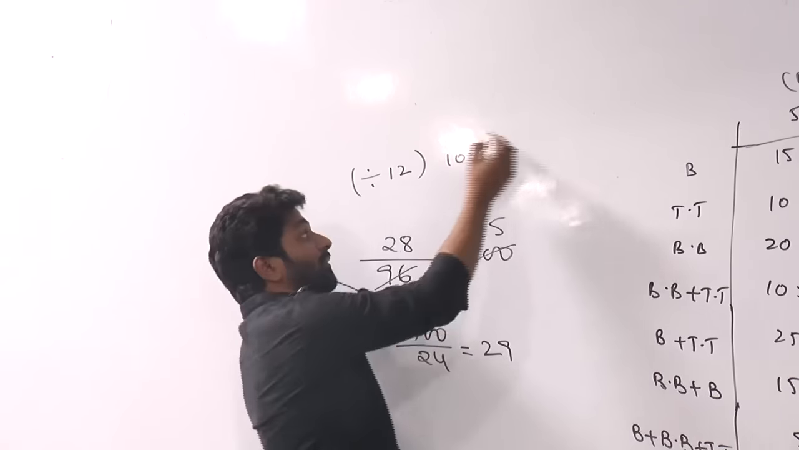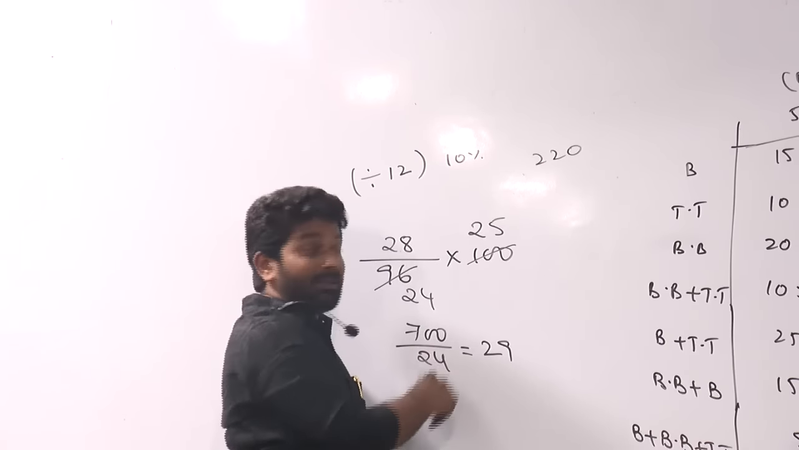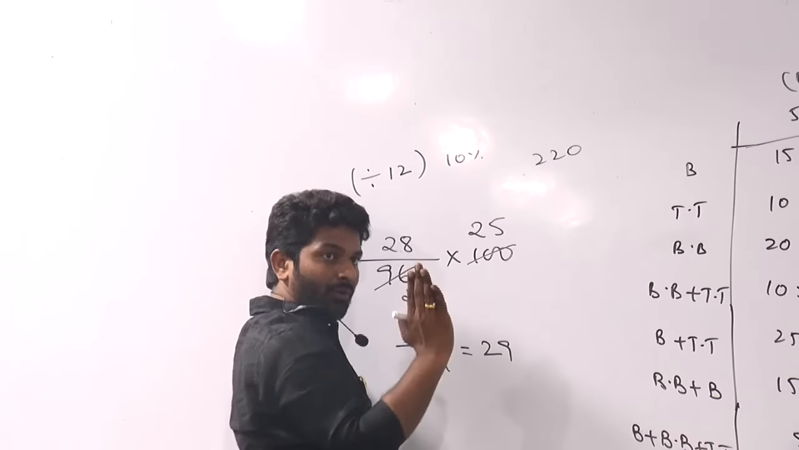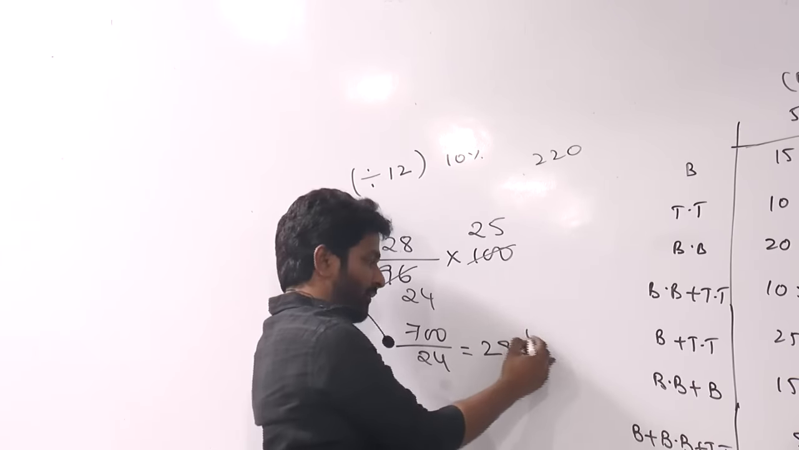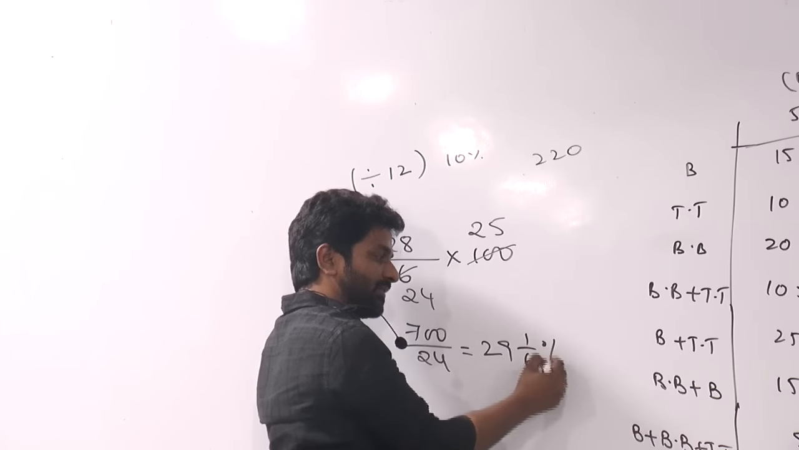Which is 29. 220. Our number is 220. 20 for 10 times is 240. This is 20 less. 20 and 24, how much is the difference? 4. So you still have 4 here. 4 by 24. 1 by 6%.